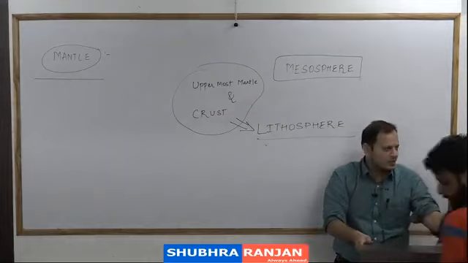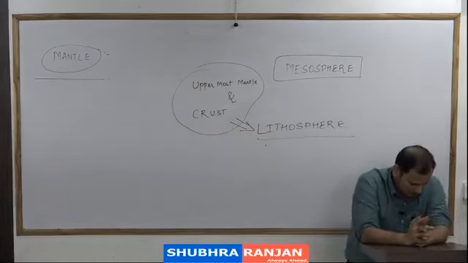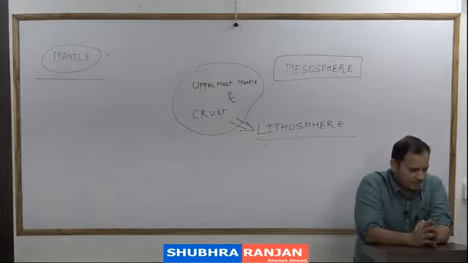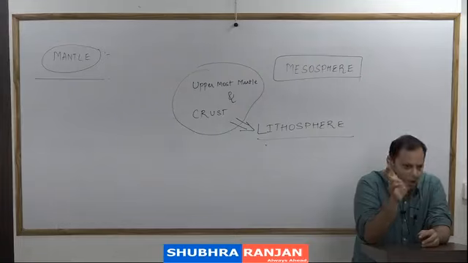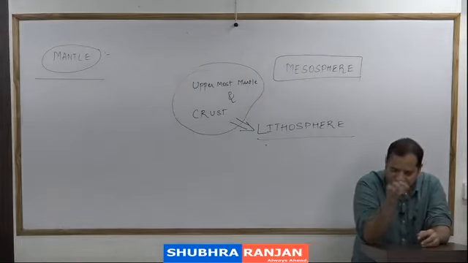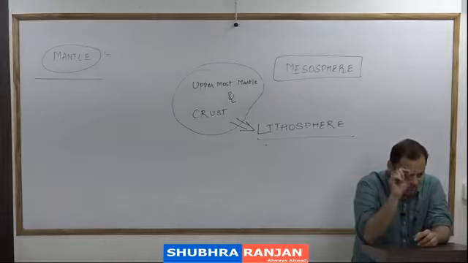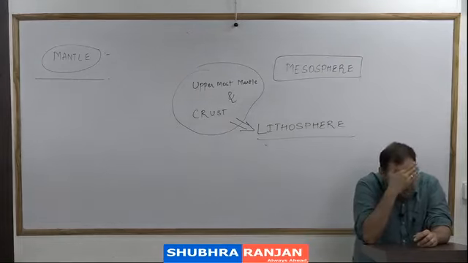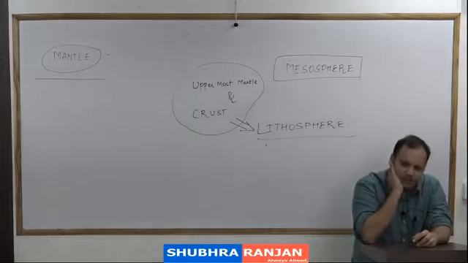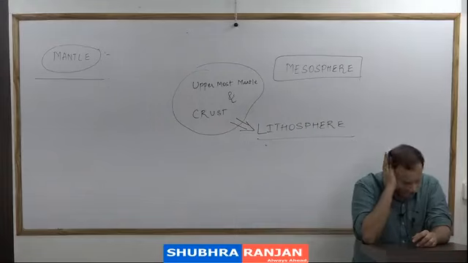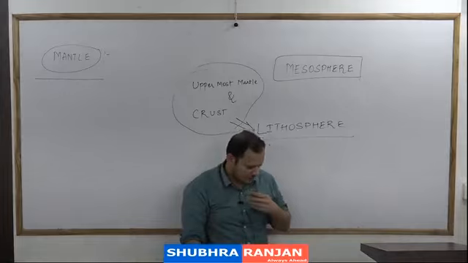Litho means rock and sphere means area. So we are staying on the lithosphere. It is in the solid state. Full stop. This lithosphere is covered by a layer of sedimentary rocks.